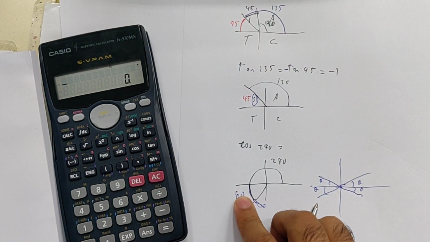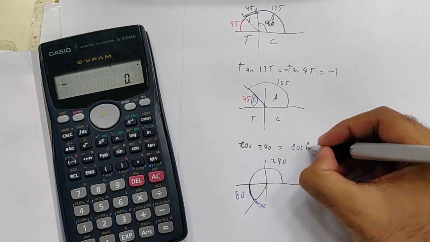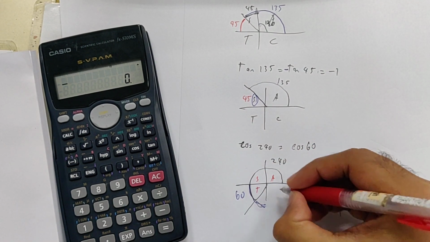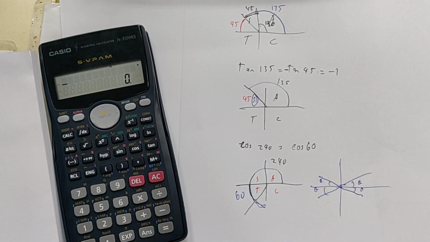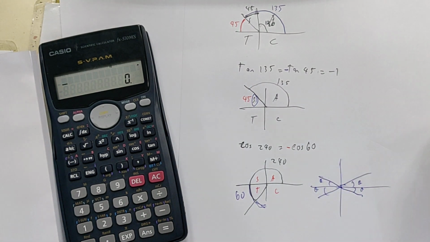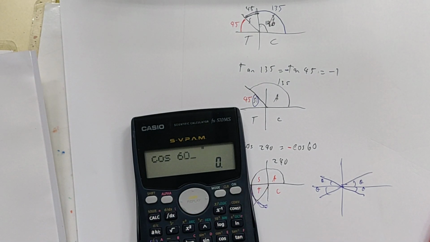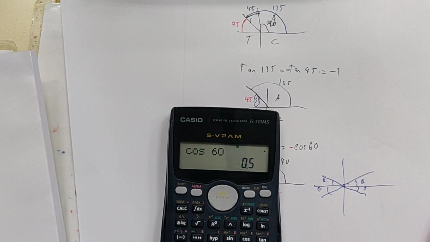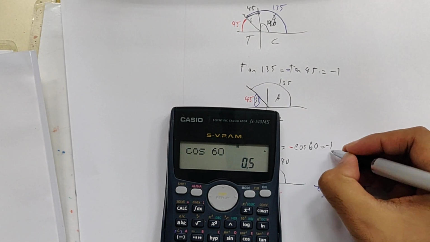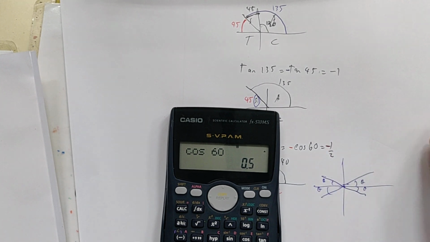So if here is 60, negative or positive 60? Why negative? All Science Teachers Cute. Only tangent is positive. So here is negative. Cos 60 is how much? I don't memorize, I forgot. 1/2. Yeah, thank you. Negative 1/2. I was too excited just now.